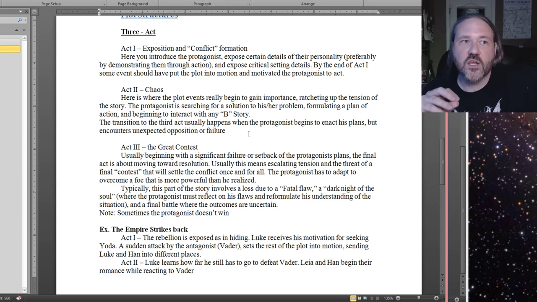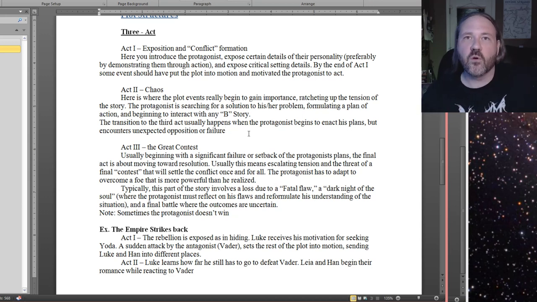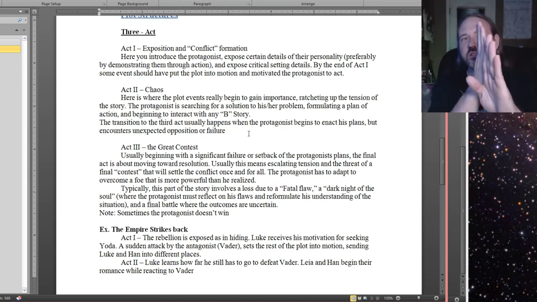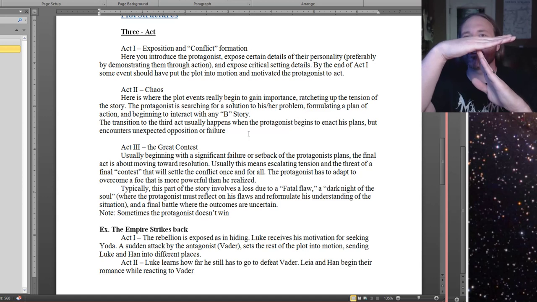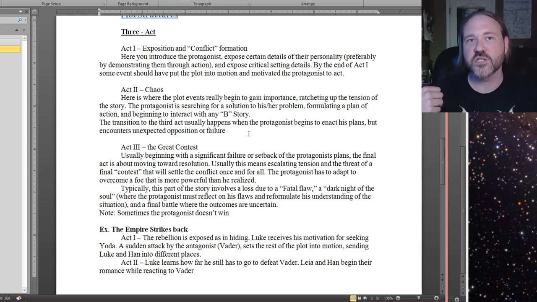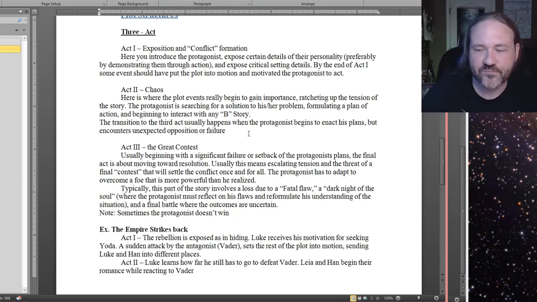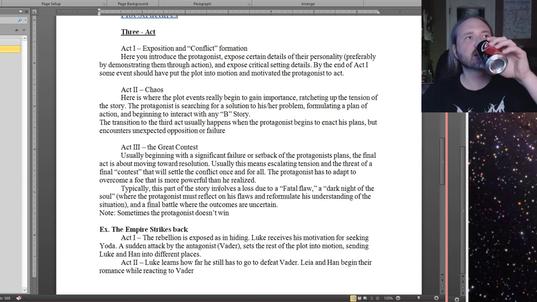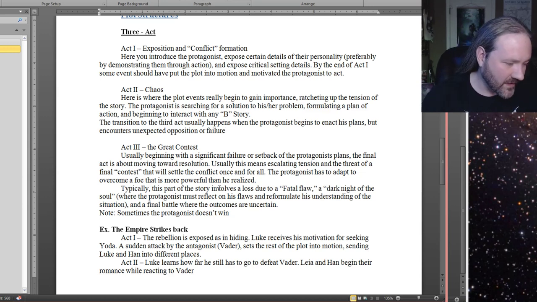This is a really typical thing that you do. And the thing here is that you are going to get close to what you think might be a plot resolution, and then you're going to go away from it and you're going to crank up the tension and create a huge amount of uncertainty and doubt as to whether you're actually going to accomplish the plot goals. And from there, Act 3 is about the Great Contest. The Great Contest, aka the final battle.